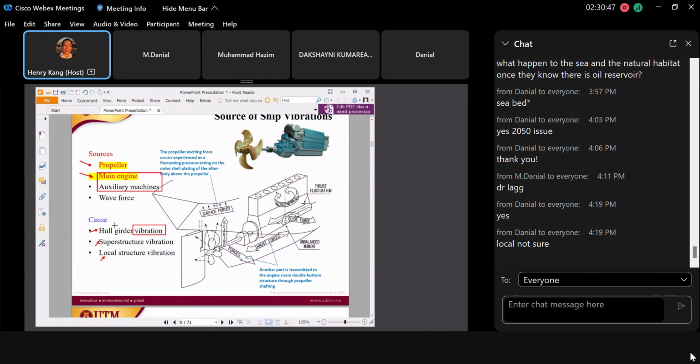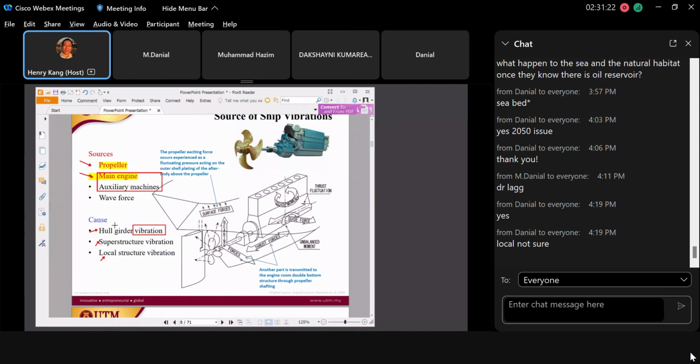Superstructure, in ship structure, is the building above the decks. In offshore oil and gas structures, we name the building above the deck the topside. So superstructure is the structure, say the bridge or the control rooms. Any structure above the decks is the so-called superstructure.